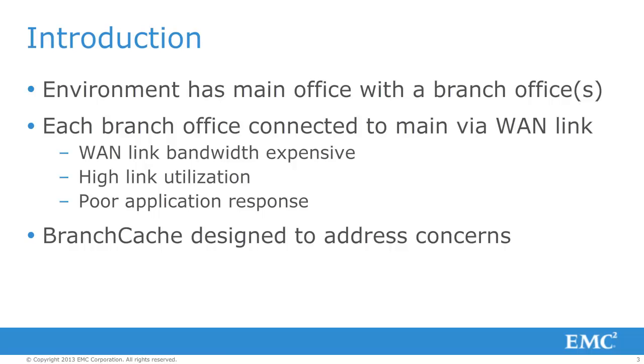The problem with this setup is that WAN link bandwidth is expensive, meaning there are limited speeds for data transfer. Also, there is a high link utilization since all users at the branch office have to connect to the main office for their data, which ultimately leads to poor application response time. BranchCache is designed to address these concerns.